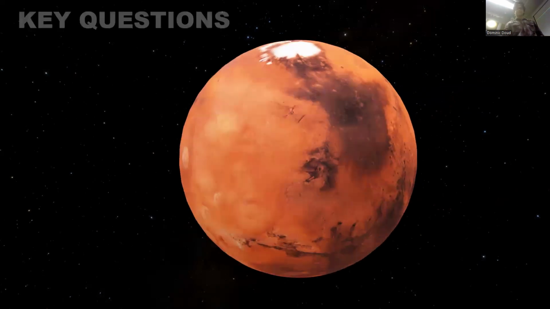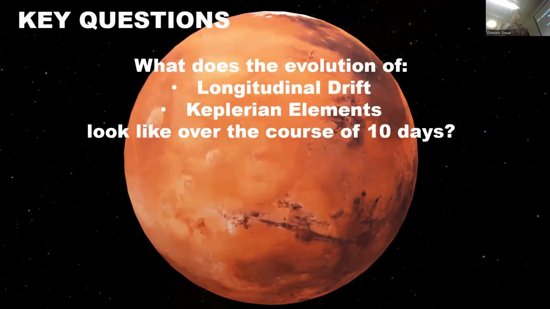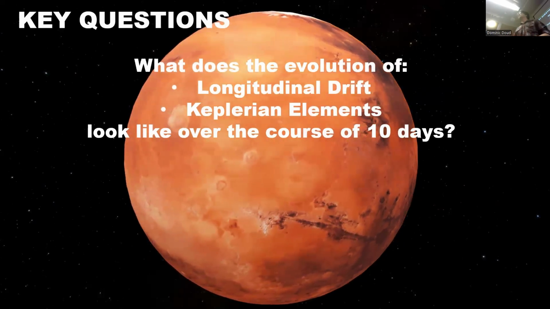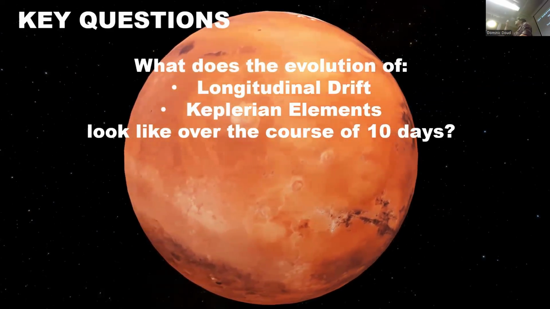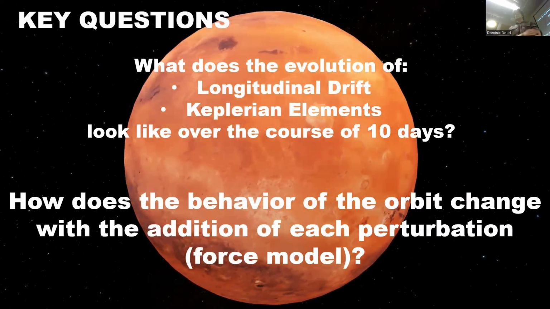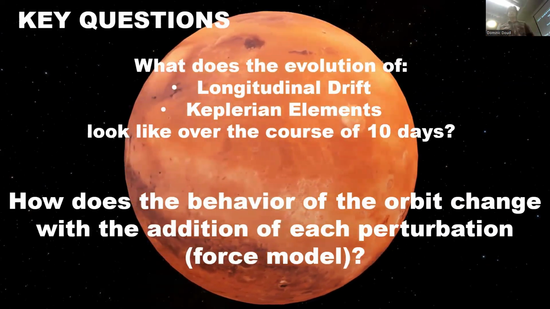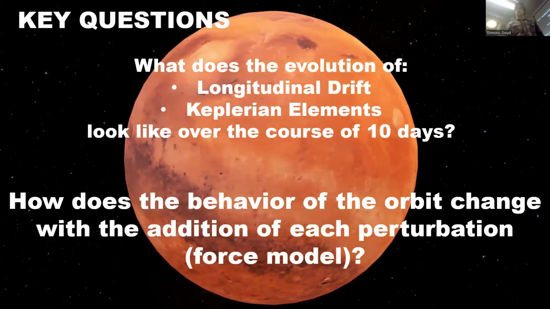They're gone. Let's focus on key questions. What do we want to answer? Well, I'll tell you what, we want to look at the evolution in terms of longitudinal drift. What's longitudinal drift? How does it look to the ground observer in the sky? And the Keplerian elements I mentioned earlier over the course of 10 Earth days. And days are Earth unless mentioned otherwise. And how does the behavior of the orbit change as each force model is introduced?